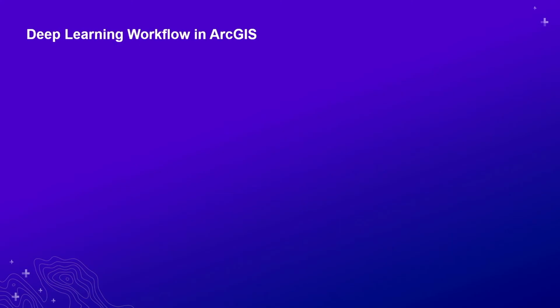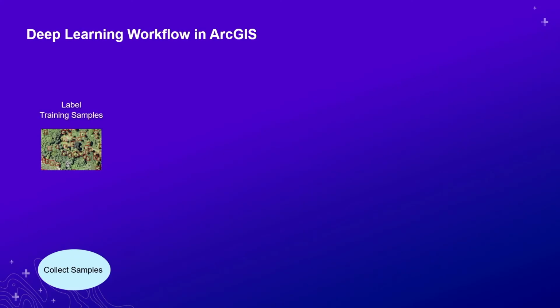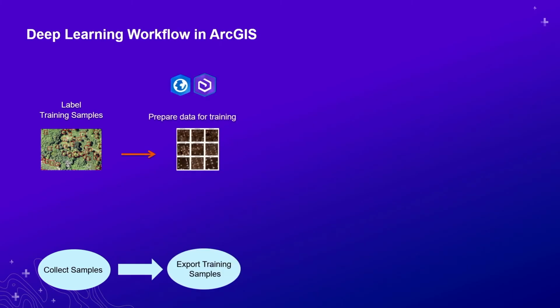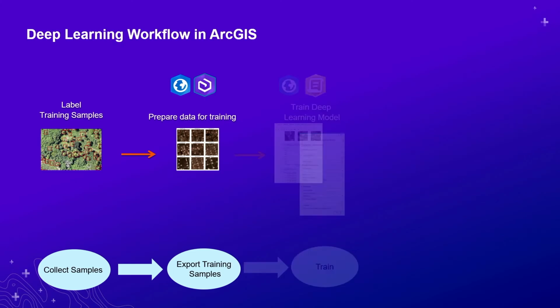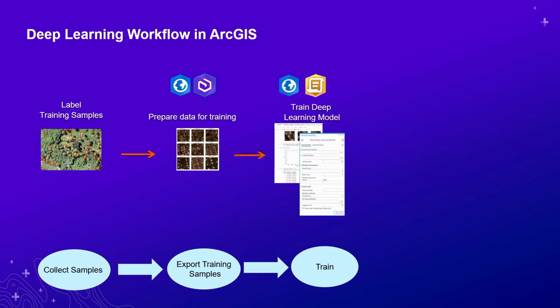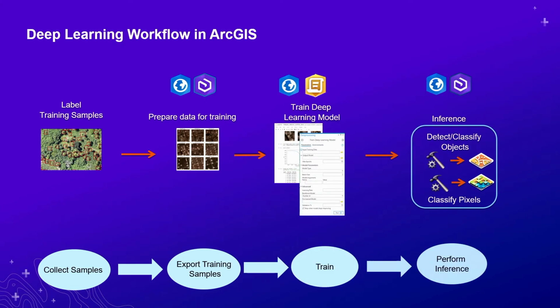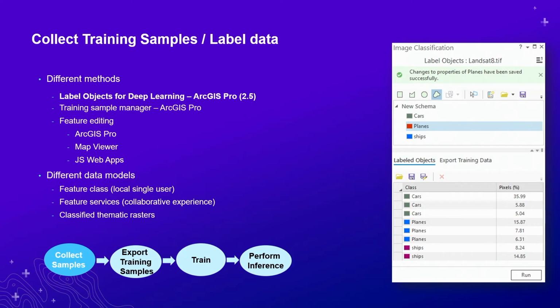Now, breaking it down, here's the workflow within ArcGIS. Step one is you collect training samples. Step two, using the export training data for deep learning tool, you generate chips. Step three, training the neural network. And last step, using out-of-the-box tools, we can run inferencing. Now, let's go through each one of the steps.